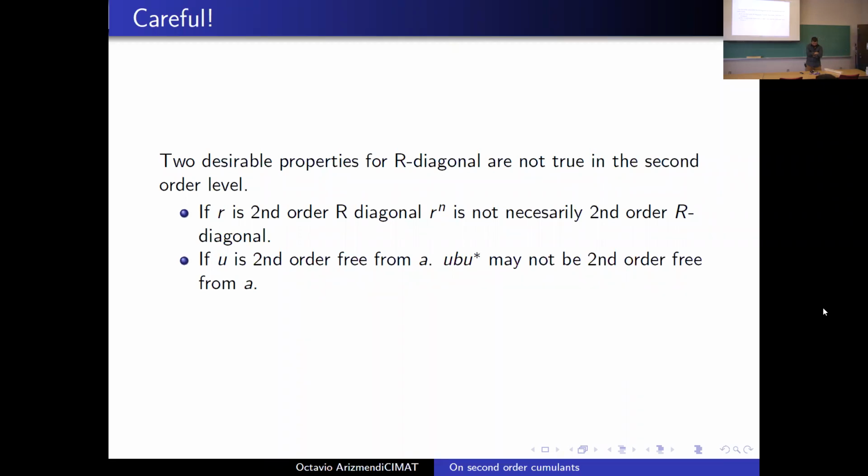Sure, go ahead. It is known that R diagonal elements maximize the non-microstate free entropy. So I wonder if there is a second order free entropy theory in which the second order R diagonals do the same thing. Yeah, this is a good question. I think there is, for the moment, no free entropy, either microstate or non-microstate approach. There is nothing. Okay. All right. Thank you.